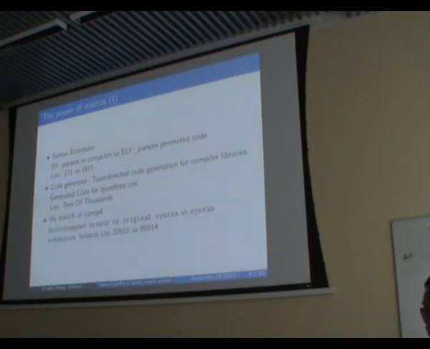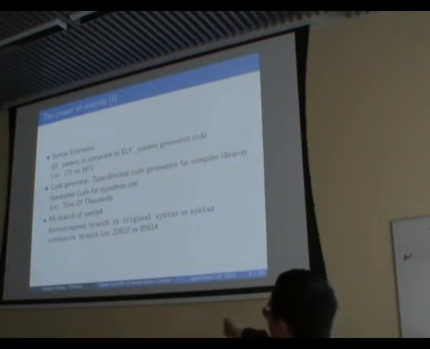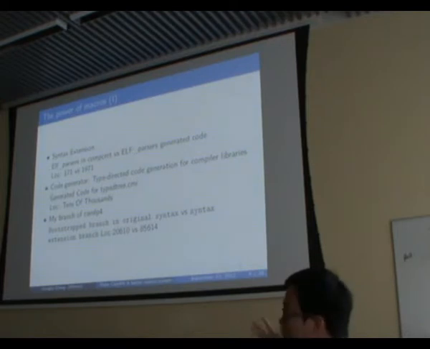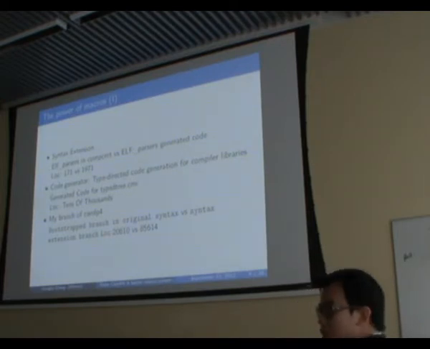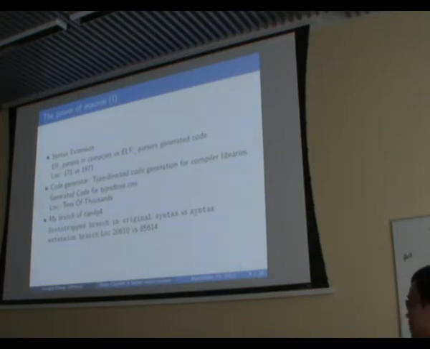Another example is my branch of Camlp4. I branched Camlp4, and Camlp4 was written in 2 styles. One is the original syntax, the other is the revised syntax with syntax extension. And you see, we use the revised syntax with the syntax extension to save 50,000 lines of code. I mean, it really saves a lot of typing.